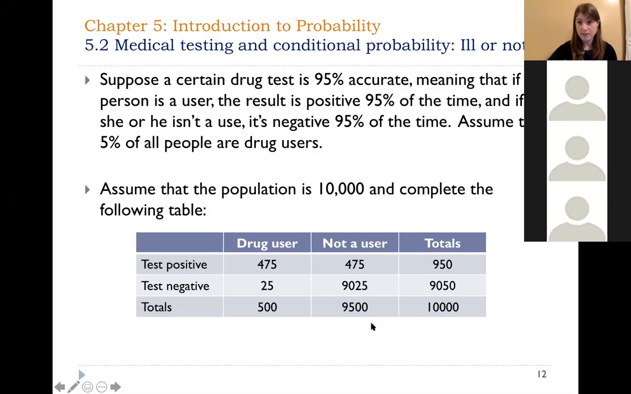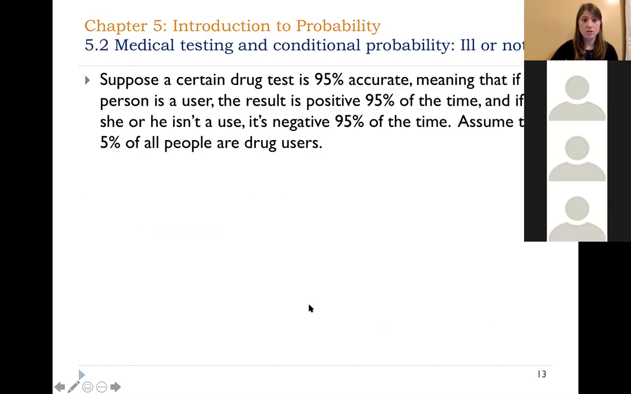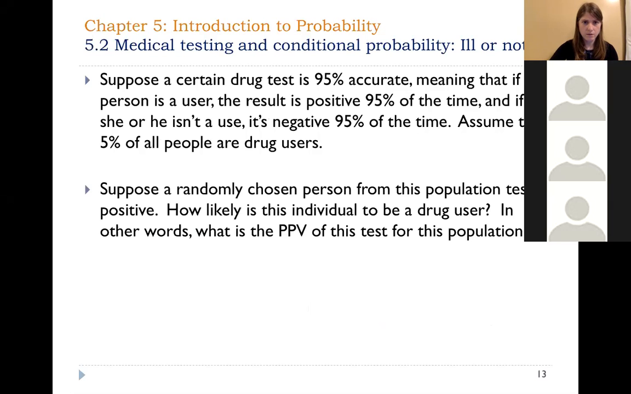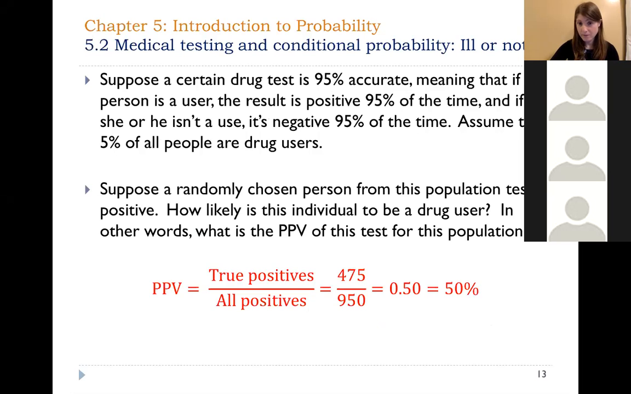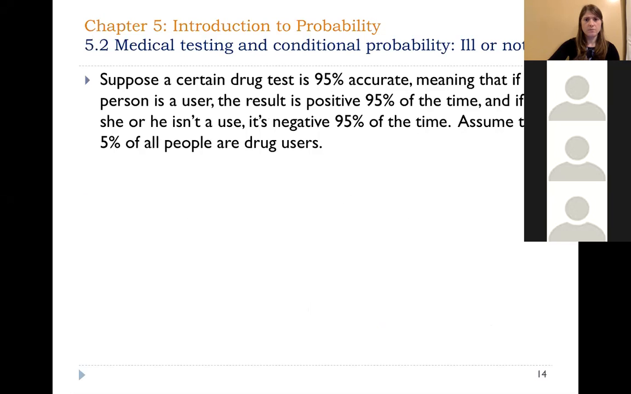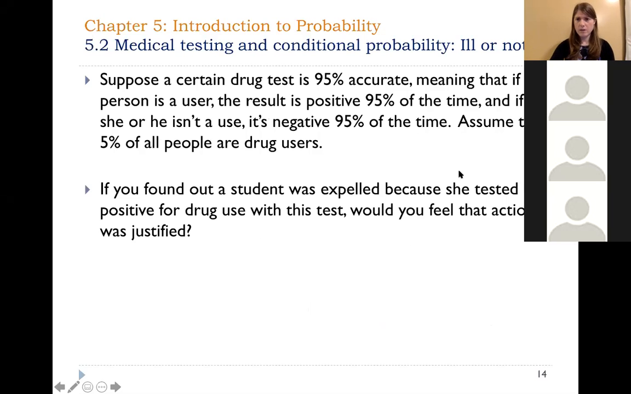You'll see that in the slides, they went ahead and filled the table in. And then this is what we just did. What's the PPV? Okay, that was our 50%. And then they kind of phrased the follow-up question here. If you found out a student was expelled because she tested positive for a drug with this test, would you feel that that action is justified?